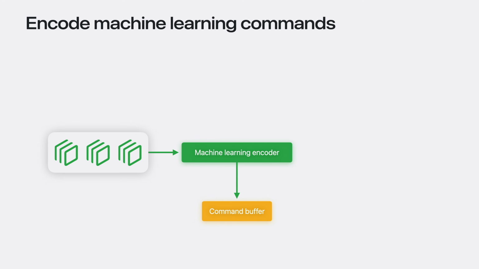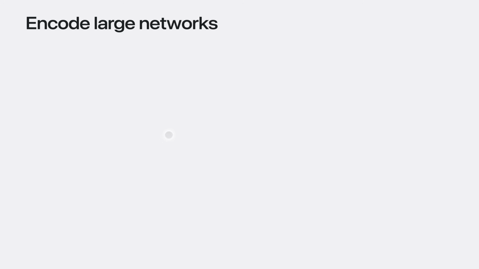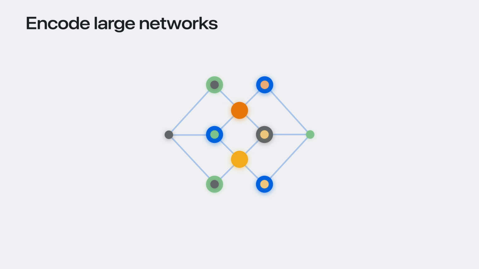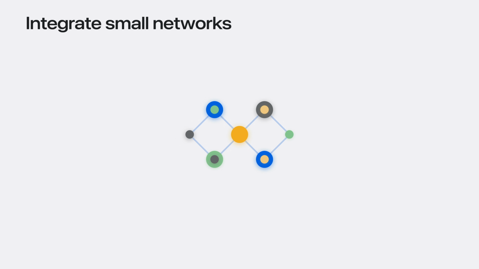Metal 4 machine learning encoders are compatible with networks expressed in the existing CoreML package format. Use the Metal toolchain to convert these into a Metal package and then feed the network directly to your encoder. The new machine learning encoder is perfect for large networks that need command-level interleaving with the rest of your Metal app. If you have smaller networks, Metal 4 also gives you the flexibility to integrate them directly into your existing shader pipelines.